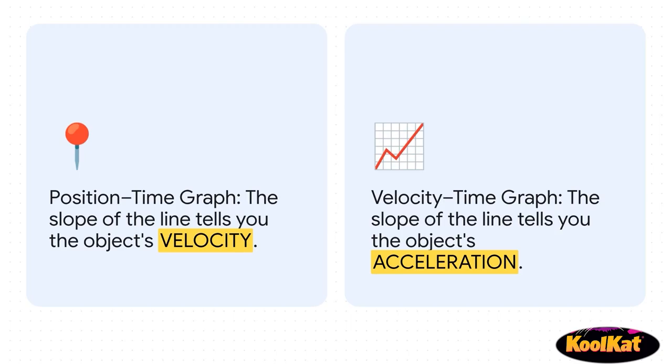Okay, let's switch gears and talk about graphs, because you're definitely going to see them. Now, there are two main types, and here's the one thing you absolutely have to burn into your brain. On a position time graph, the slope of the line is the velocity. But on a velocity time graph, the slope is the acceleration. Do not mix those two up.